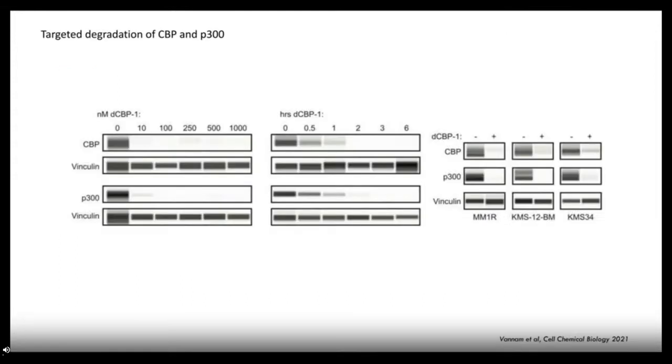This is the cell line MM1S, which I mentioned before was hypersensitive to the BRD4 ligands. You can see we also have complete degradation of CBP and P300 at doses less than 10 nanomolar here, and within 2 hours of treatment of DCBP1. We see this observation across multiple different multiple myeloma cell lines, MM1R, KMS12BM, KMS34.